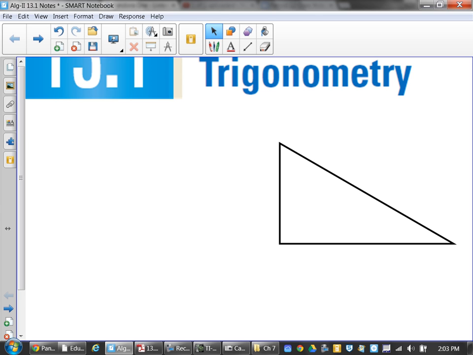All the stuff to do with degree measures first. So we're going to do 13.1, 13.5, 13.6. Then we'll come back around and start talking about radians.